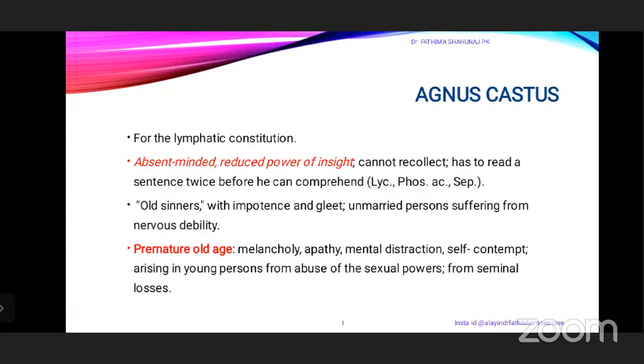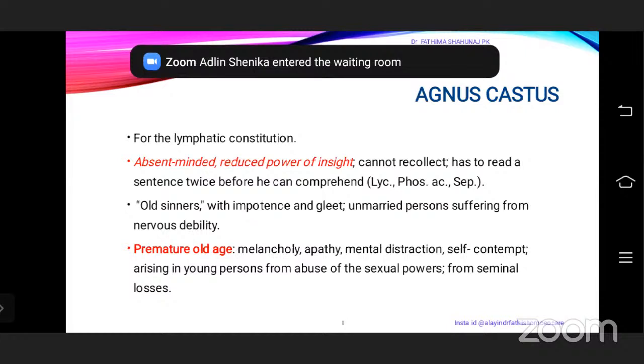Then old sinners with impotence and gleet, unmarried person suffering from nervous debility, premature old age, melancholy, apathy, mental destruction, self-contempt, and arising in a young person from abuse of sexual powers and from seminal loss.